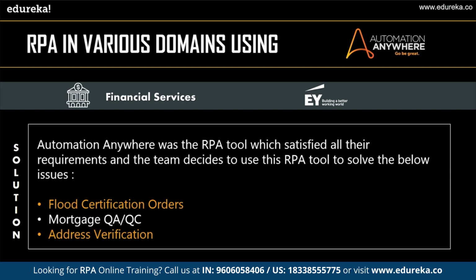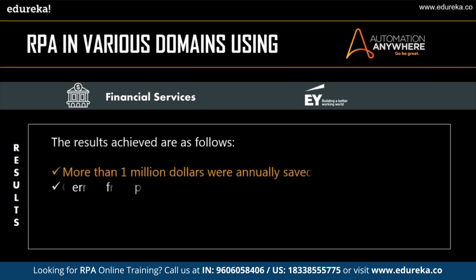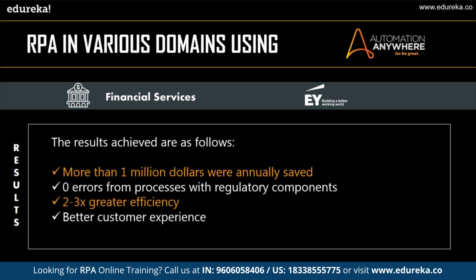With Automation Anywhere, the bots can compare the addresses without any manual intervention, and any address which is incorrect or does not have a match in the system is automatically flagged and further handled by an exception processing system. So the results of EY using Automation Anywhere to overcome the challenges are, as you can see on my screen: more than $1 million saved annually and zero errors from processes with regulatory components. It was also observed that efficiency increased 2 to 3 times and the customer experience was now better. So that's how, guys, RPA is used in the financial services industry.